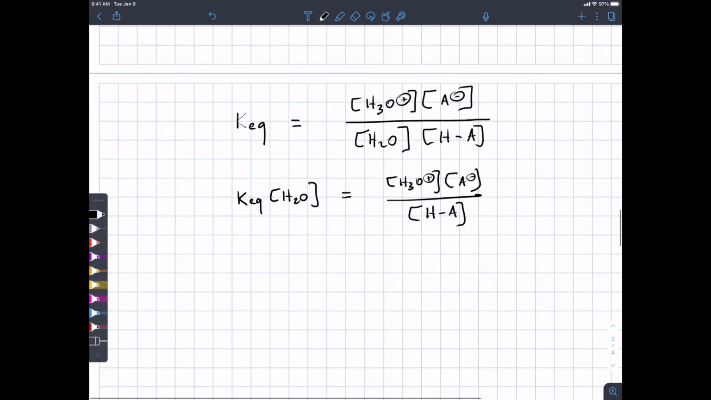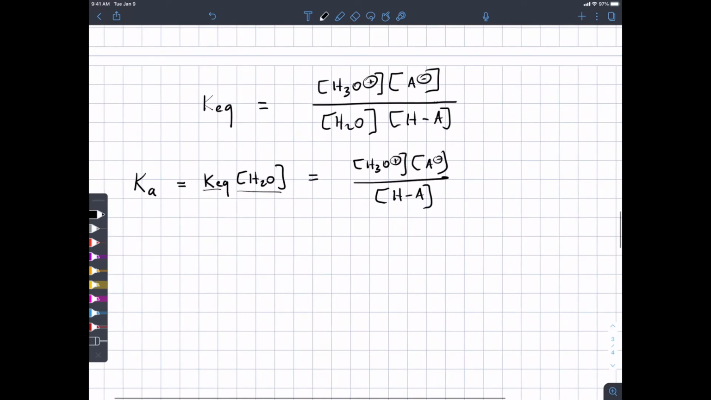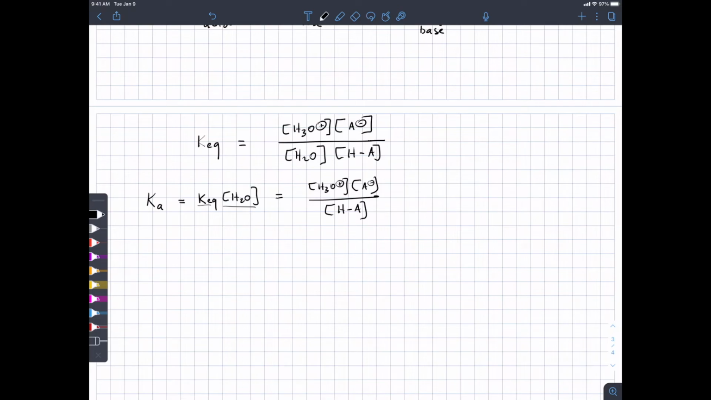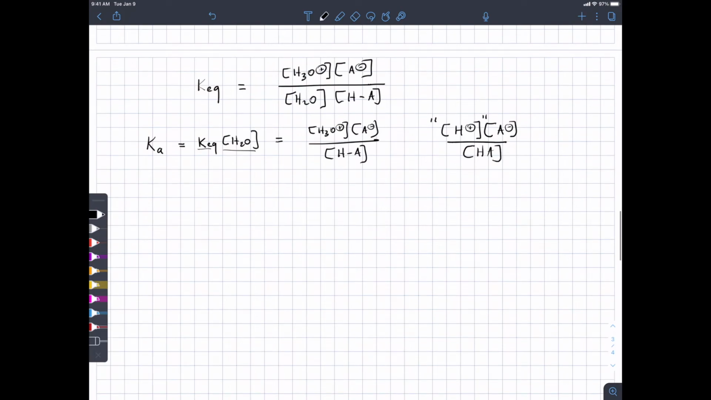this new expression. And we're going to define this equilibrium constant times the concentration of water. We're going to call this Ka, which you may have learned is the acid dissociation constant, and you may have written it like this. I'm going to put H plus in quotes because there's no such thing as H plus in water. And what that does is it folds the concentration of water up into a constant so we don't have to worry about it anymore.